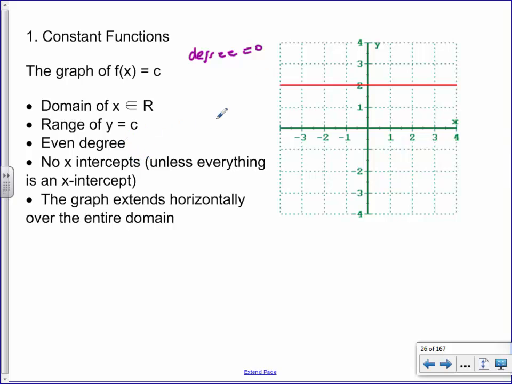There can't be. Does it cross this line? No. There's one exception, though, unless everything's an x-intercept. What graph would that be? Where everything was an x-intercept.